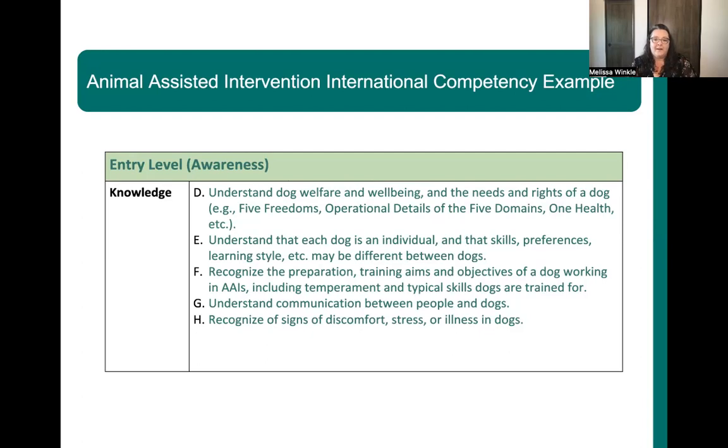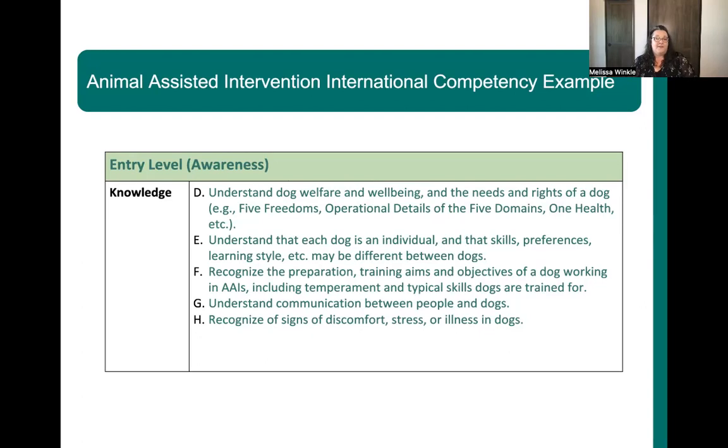We also want people to recognize the preparation, training, aims, and objectives of a dog working in animal-assisted interventions or services, including temperament and typical skills that dogs are trained for. Understand communication between people and dogs. So that's verbal and nonverbal communication, and being able to recognize the subtle behaviors in each species so that they can work better together. And to recognize signs of discomfort, stress, or illness in dogs and of clients.